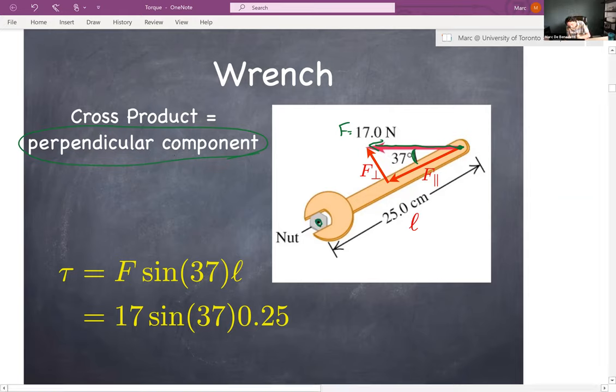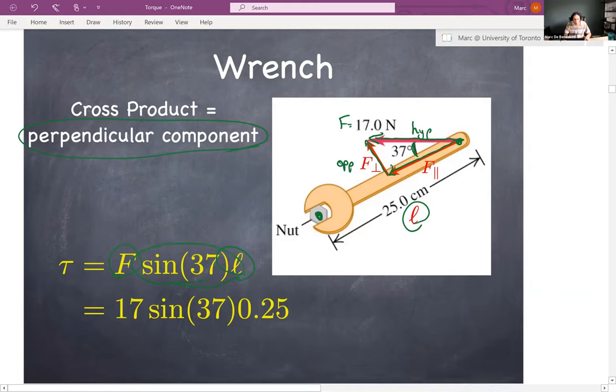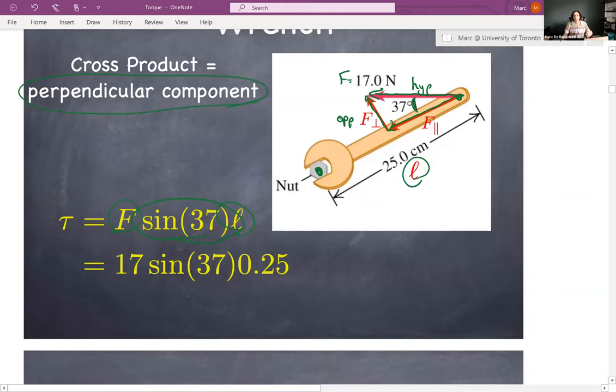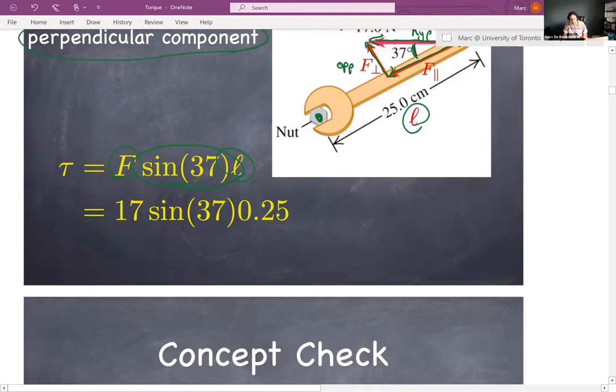So here we see, here's the pivot point, here's where the force is being applied. So the lever arm, script L, is given by the length of the wrench. In this problem, the length of the wrench is 25 centimeters. So we have force F, lever arm, and we look at the geometry in the problem. This is where you would draw a free body diagram, for instance. We need the perpendicular component. So we break down our force into components. We have a component of the force that is parallel, and we have a component of the force that's perpendicular. We want the perpendicular component. This is the opposite over hypotenuse. So that's where the sine of 37 comes in. So the torque on the nut would be 17 times 0.25 times sine of 37. So that's how much torque you would get on the nut.